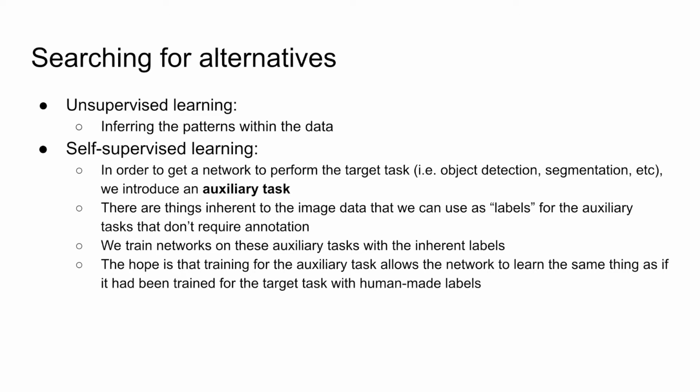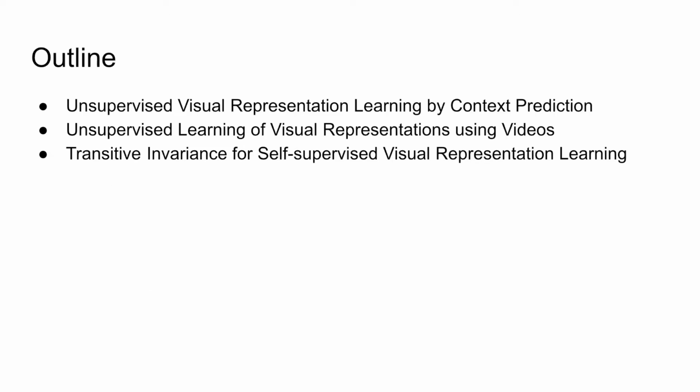In order to get a network to perform some target task, like object detection or segmentation, we introduce an auxiliary task that we train the network on. With this auxiliary task, we can do supervised learning using labels that are inherent to the data and don't require manual annotation. Once the network is pre-trained on this auxiliary task, the hope is that the network has learned something analogous to the target task, and can be easily fine-tuned for said target task without the need for a huge annotated dataset. In exploring methods for feature learning without labels, we take a look at the following three papers.